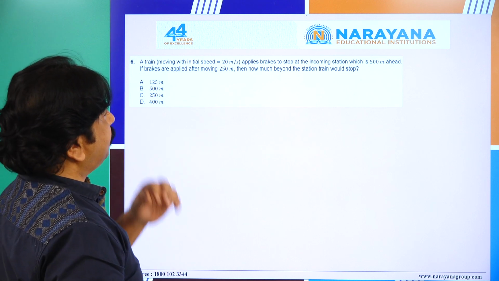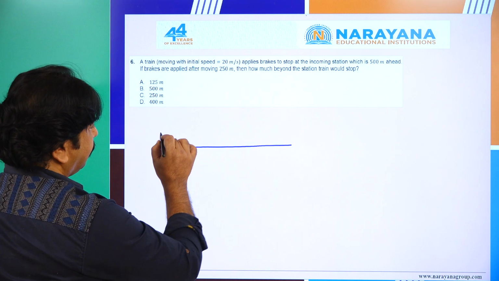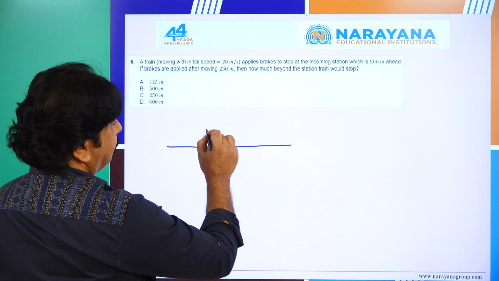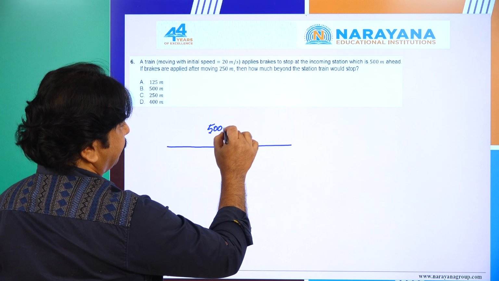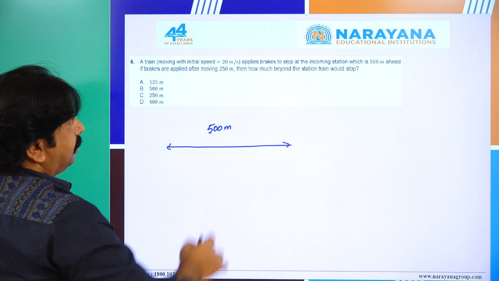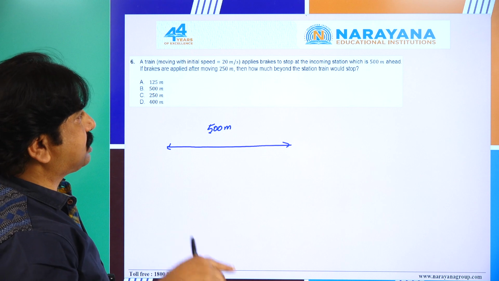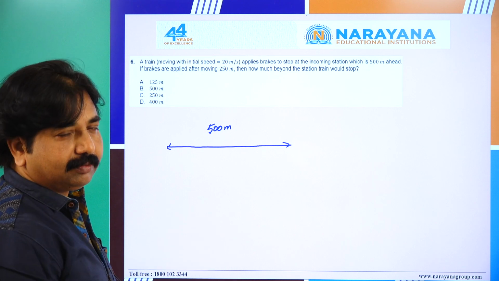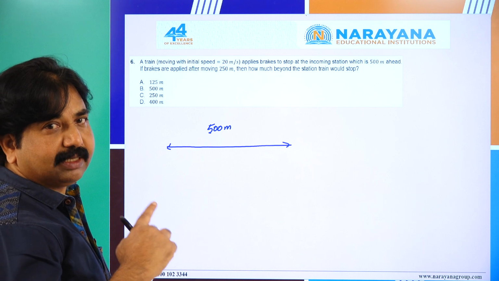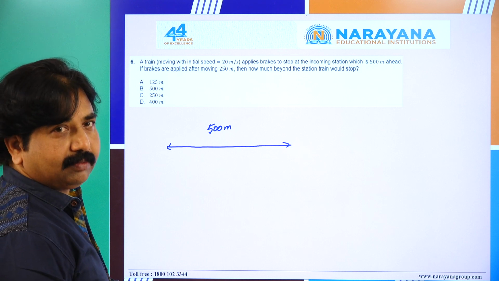Okay, what it may be? A train moving with initial speed, for example, this is the path. Initial speed of the train is 20 meters per second. Initially, the distance of the station is 500 meters. But the train applies the brakes to stop at the incoming station. But here, the capacity of the brakes is not given.